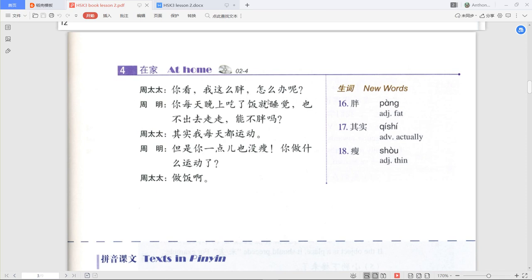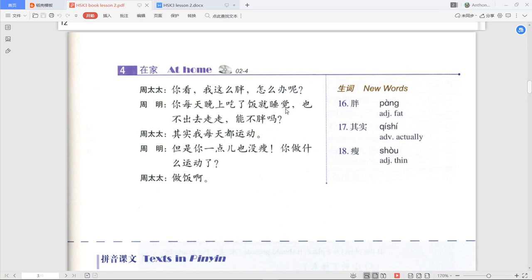So 怎么办呢? 你每天晚上吃了饭就睡觉啊? 你每天晚上, you every day night, 吃了饭, so 吃饭 have a meal, 吃了饭 had a meal. Again here 吃了饭 looks like past tense, but it does not mean past tense. It means having a meal is something that happened first. Then as early as possible 睡觉. So after having a meal, then as early as possible you go to bed. Yeah, it doesn't sound nice.